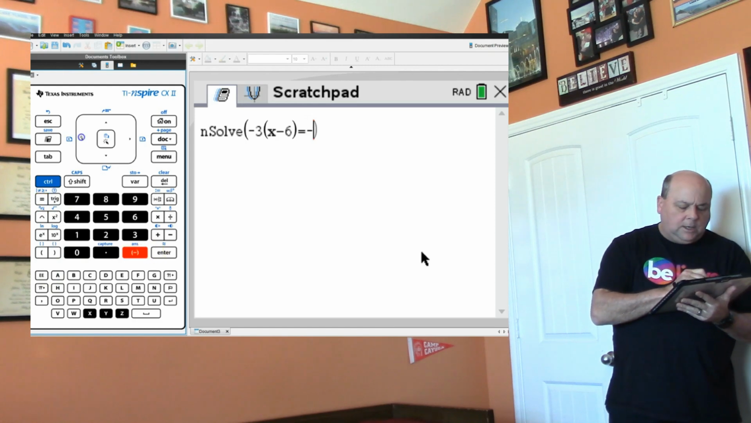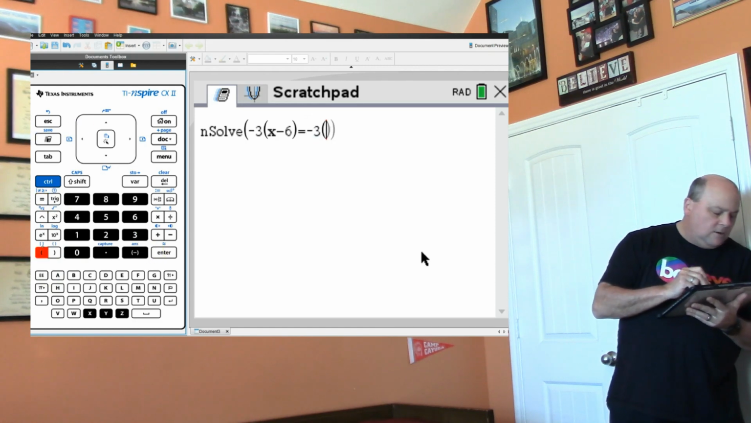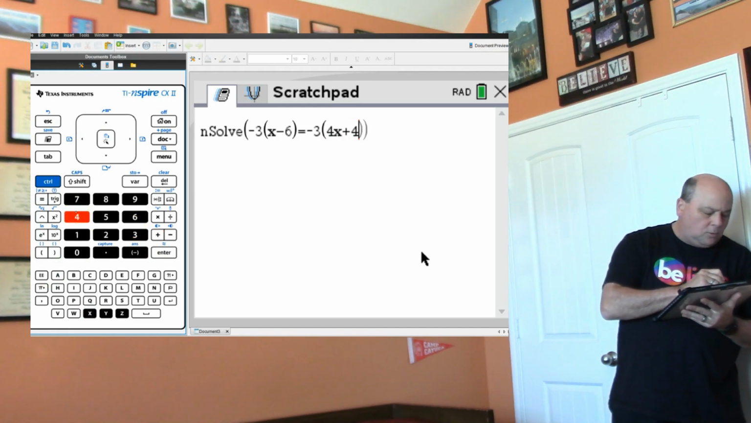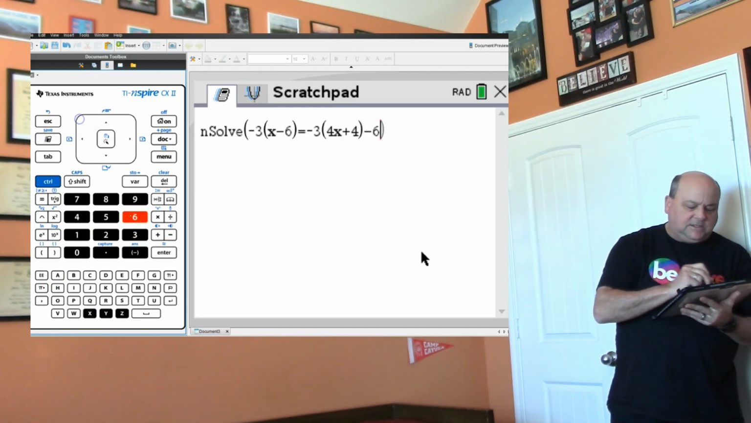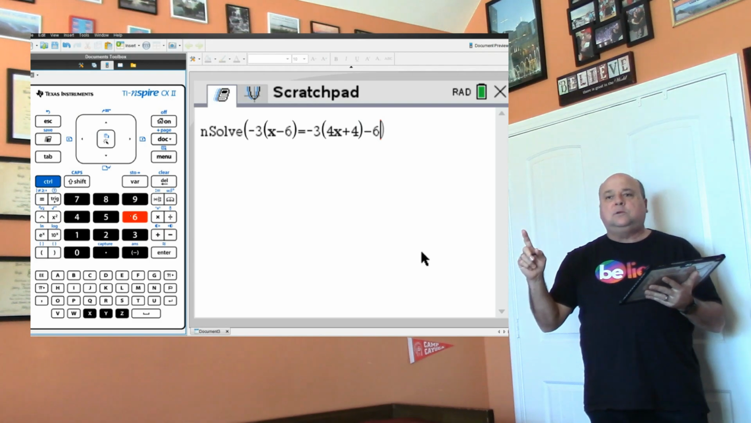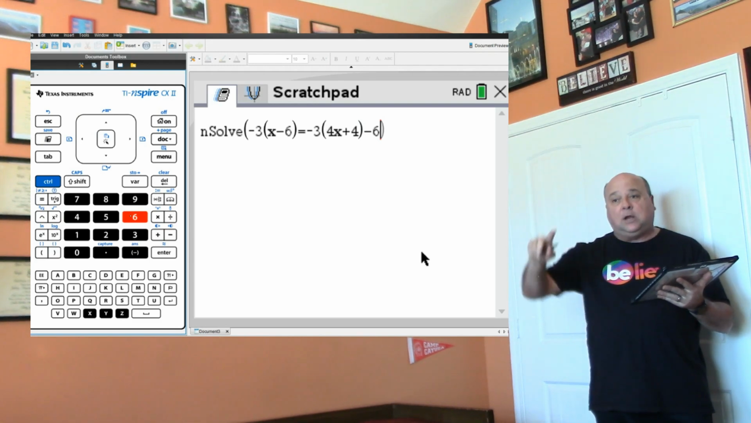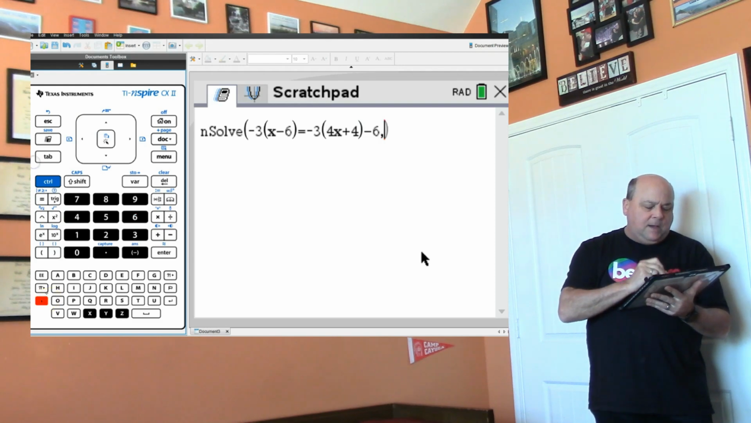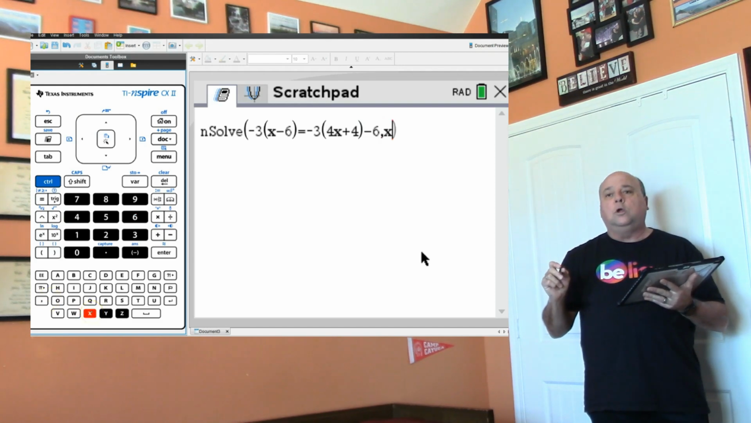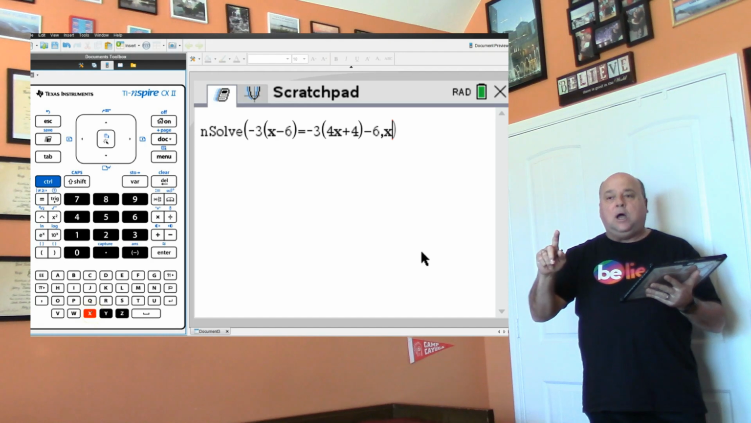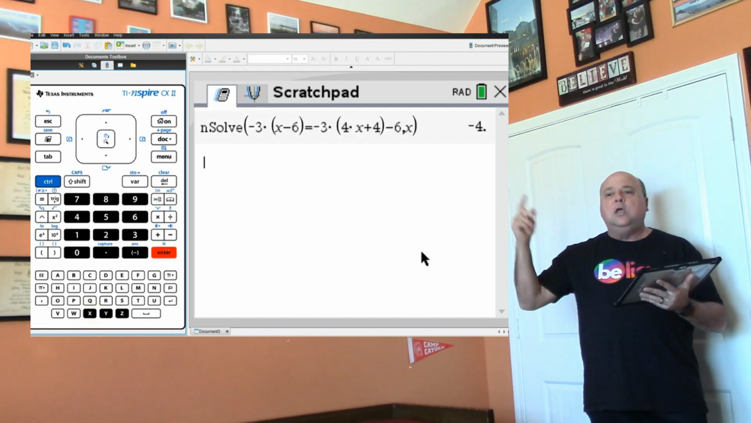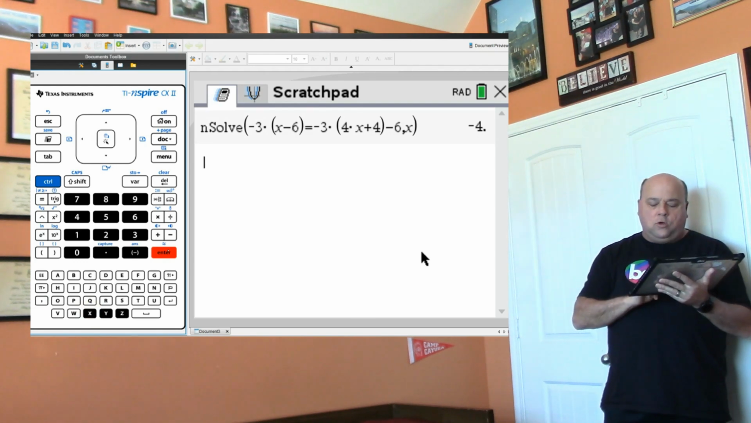and then -3, parentheses, 4x plus 4, close parentheses, minus 6. Once you have the problem put into the calculator, notice there's still a parentheses to the right. Hit comma, and then whatever letter you're looking for. So I've typed in the problem, and I'm going to tell the calculator to solve it for x. Hit enter. We get -4.